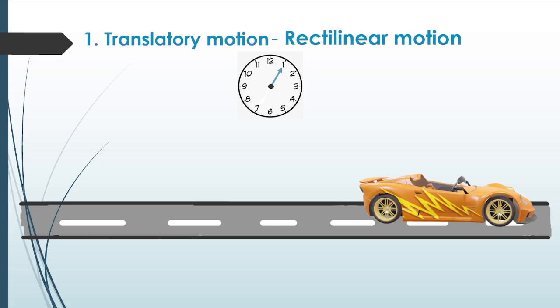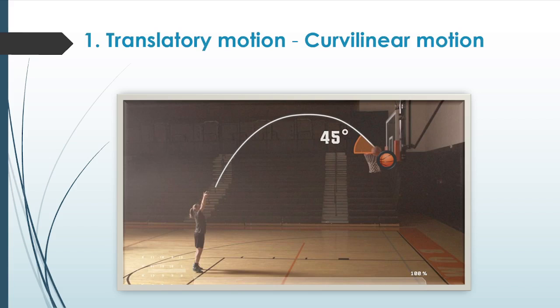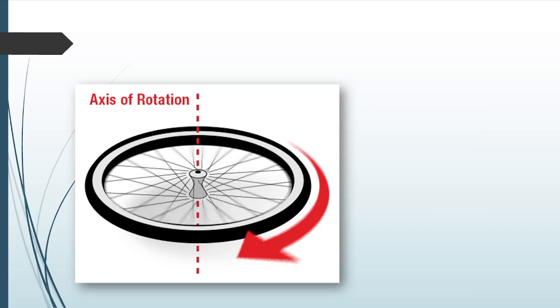Now, objects might move together in a curved path also, like this basketball which is being thrown and which is going to go around the hoop. This ball is making a curved line and it is not moving in a straight line. But at the same time, all the parts of the ball are covering the same distance in the same amount of time. So this is still translatory motion, but instead of rectilinear, it is curvilinear motion. The motion in a curved path is called curvilinear motion.